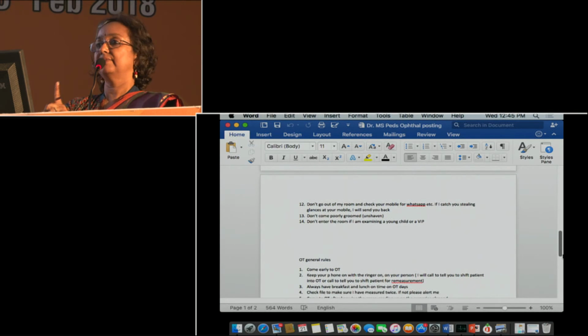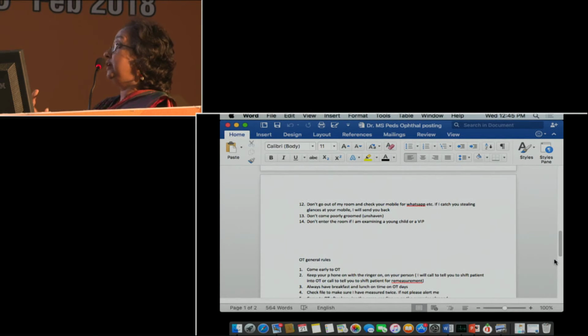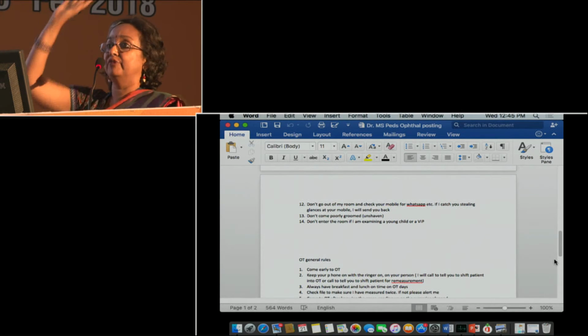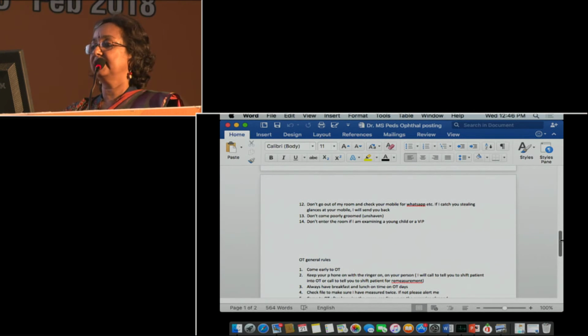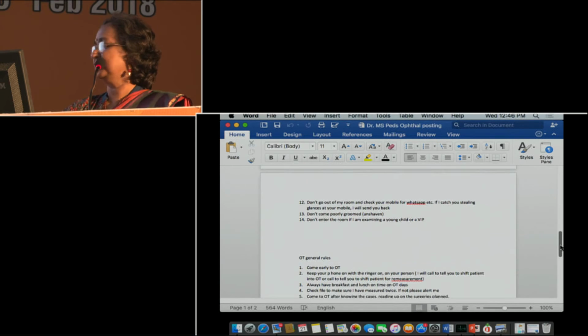Don't enter the room when I'm examining a small child or a VIP. Suddenly the door will fly open. You'll be trying to examine one infant who's been wailing for half an hour, and your PG will come and try and put their face next to you to see what the child is doing. Then that's it. And they would have come from Darbhanga, finished, exam over. So things like that. Again, OT general rules, keep your phone on, etc.